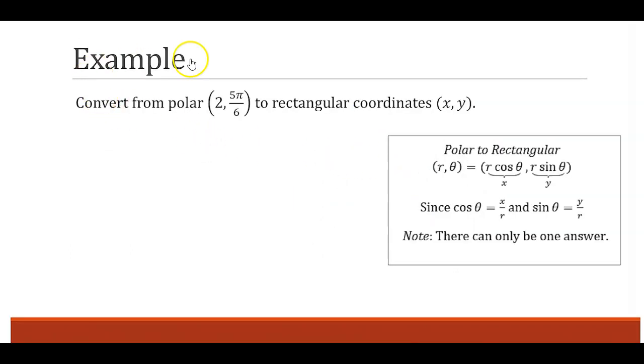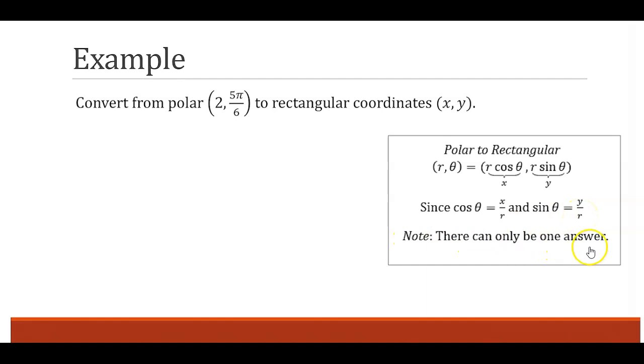In this example, we want to show how to convert from polar coordinates, so 2, 5 pi over 6, r theta, to a rectangular coordinate, the x, y type of coordinate. So we have a conversion factor here. If we start with an r and a theta, then to get to an x, y, we're going to have r cosine theta as our x value, and r sine theta as our y value. And those are coming from our definitions of sine and cosine. Cosine of theta is an x value over the radius, and sine theta is the y value over the radius.